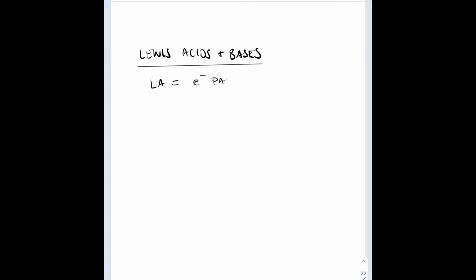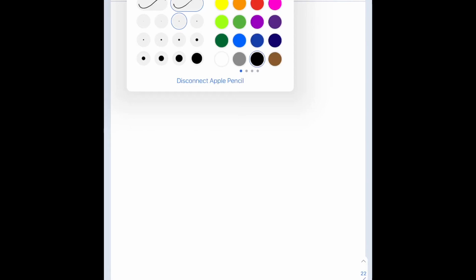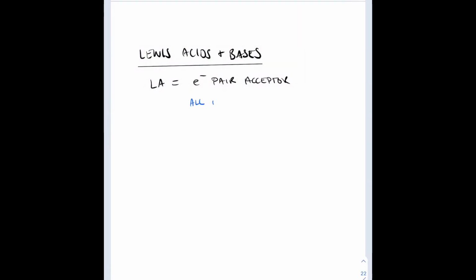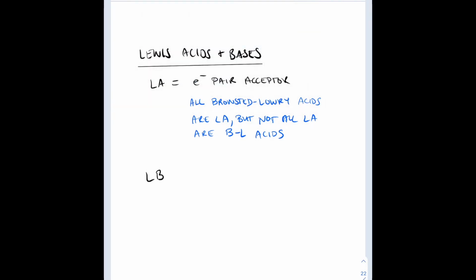So, Lewis acids and bases. What are they? You should remember this from general chemistry, but if you don't, that's fine. We'll learn them, and it's very straightforward. A Lewis acid is basically an electron pair acceptor, and it's important to note that all Bronsted-Lowry acids are Lewis acids, but not all Lewis acids are Bronsted-Lowry acids. Because remember, Bronsted-Lowry means that they have to be a proton donor.